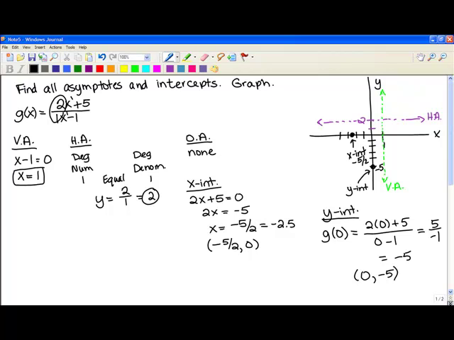Now we'll use our calculator to finish up this graph, see where the function goes. When we enter in our function into the calculator, we always need to put parentheses around the numerator and parentheses around the denominator. Now this is a very important step because if you leave off the parentheses, you will not get the right graph. So we'll enter it in like this, parentheses around the 2x plus 5, and then we'll divide with parentheses around the denominator of x minus 1.